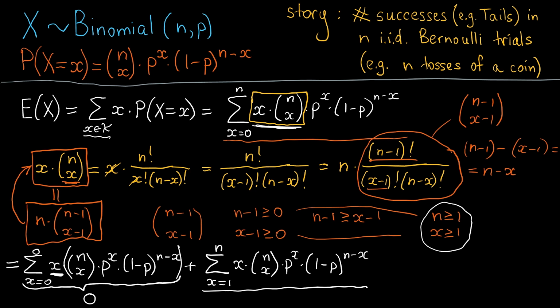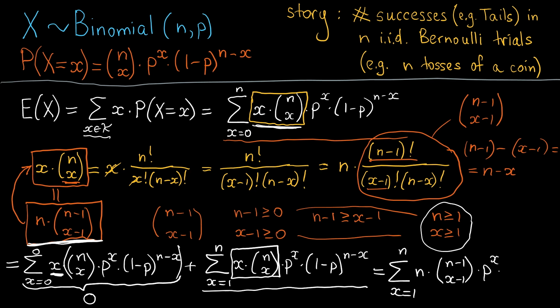Okay, that's very nice. And now in the second one, let's replace this expression here with the one we derived. So we get the sum as x goes from 1 to n of n times n minus 1 choose x minus 1 times p to the power of x times 1 minus p to the power of n minus x. It isn't immediately clear where this expression is taking us, but let me first make some room here.